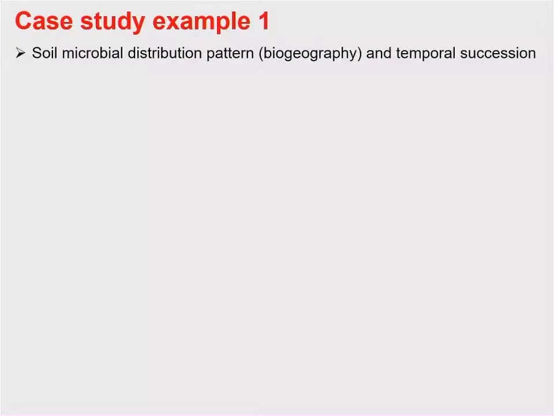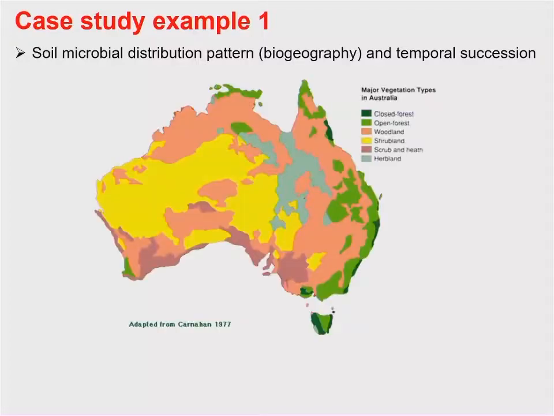So the first case study is soil microbial distribution patterns. We call it biogeography and the temporal succession. So how the microbes are distributed on the Earth, all the factors governing the microbial distribution, or all the theories that can predict the microbial distribution and also the succession with time.